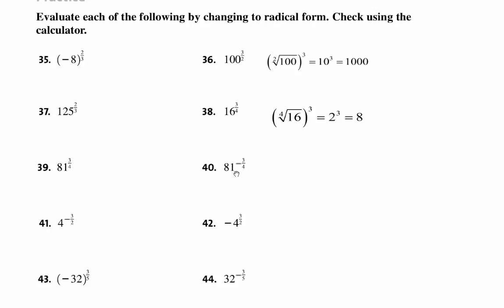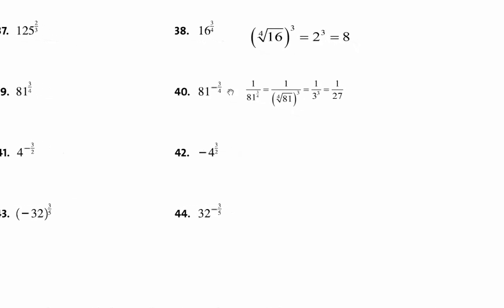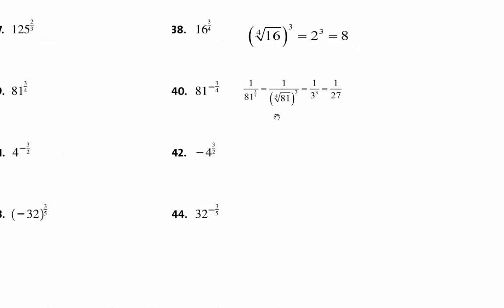For number 40, we have to handle this negative exponent by first writing the reciprocal of 81. We're going to write 1 over 81 raised to the positive 3/4. So the 81 we put in the denominator, we make the exponent positive, and then we're really saying, okay, what number multiplied by itself 4 times gives me 81? That's the 3. And then we raise the 3 to the 3rd power to get 27. So my answer is 1 over 27.